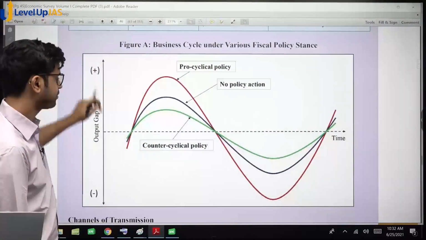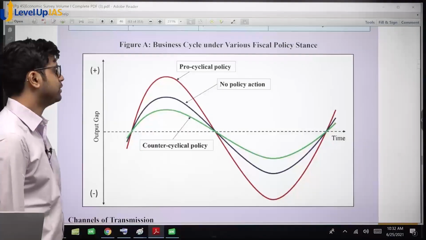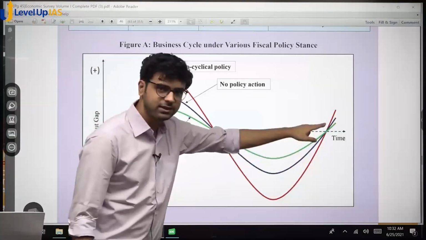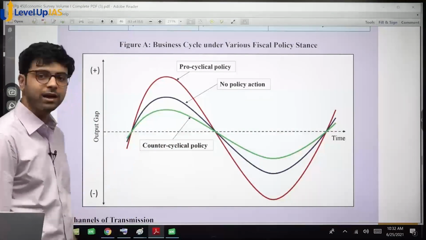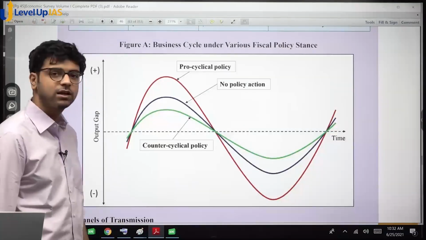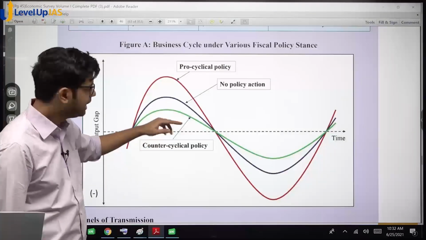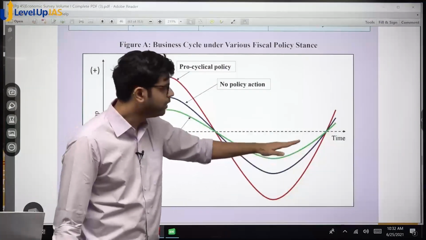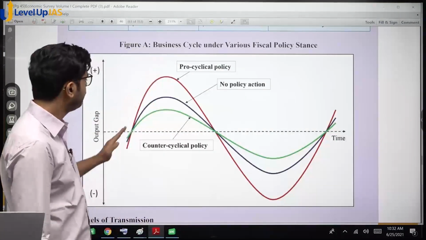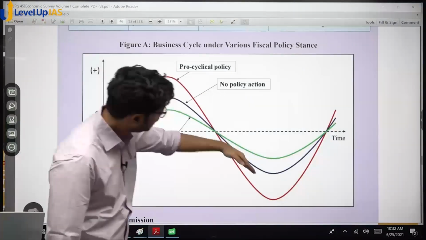See this. So no policy action would result in this, the blue one. This was suggested by classical economics. Keynes suggested counter-cyclical. So he said if it is going up, pull it down. So niche kiya hai. If it is going down, then pull it up. And if we follow pro-cyclical policy, if it is going up, let it go up. If it is going down, let it go down.